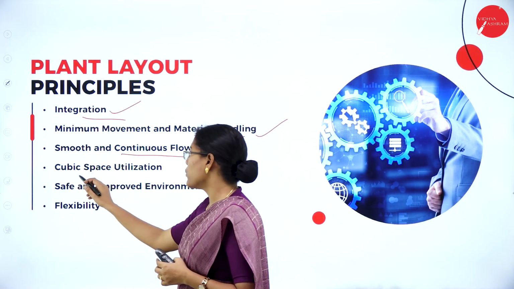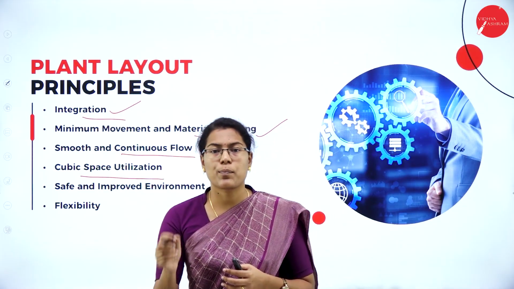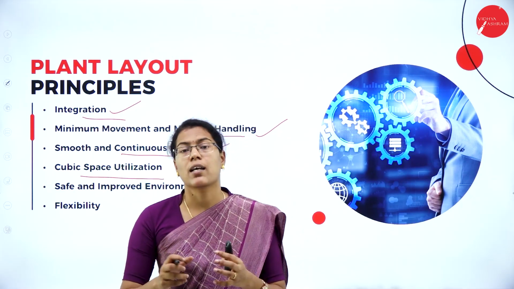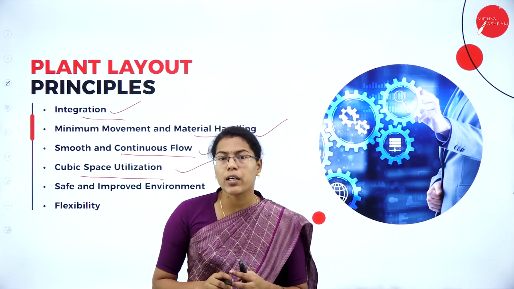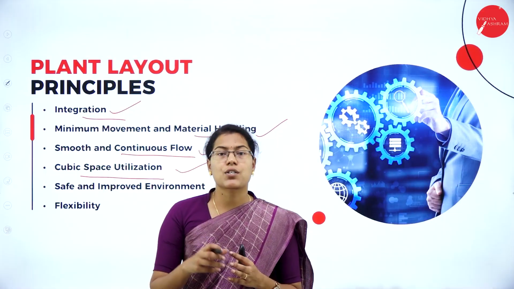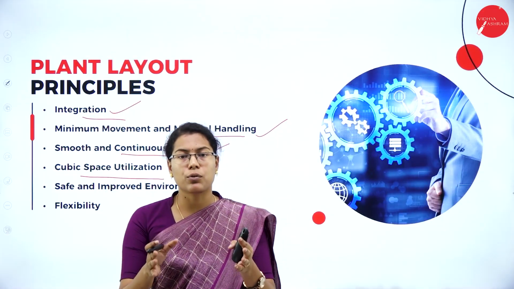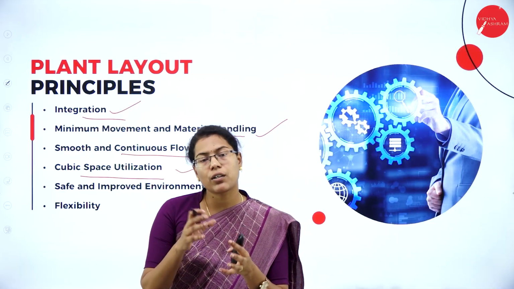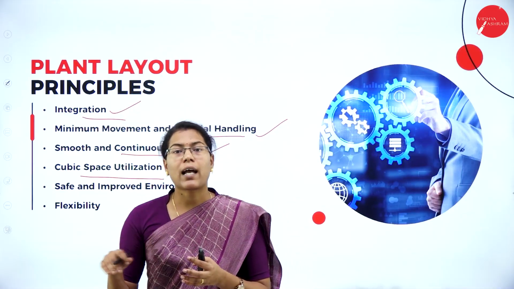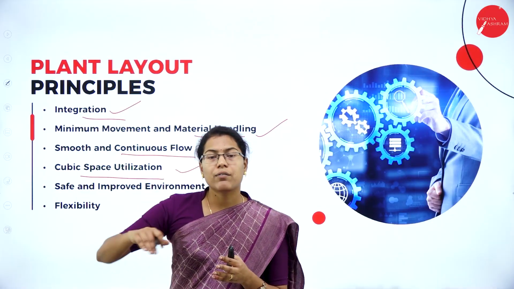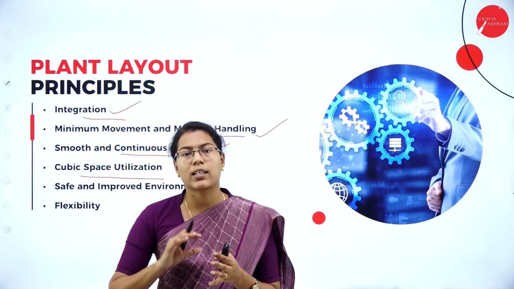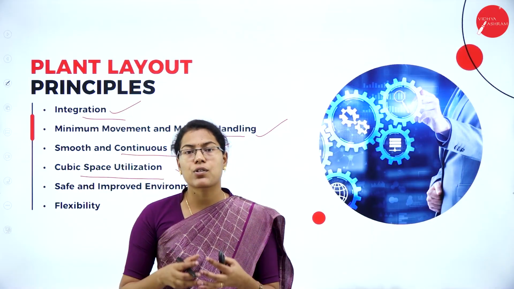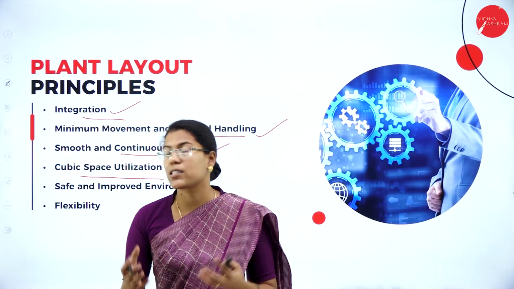Then cubic space utilization. This principle stresses that in a plant layout, there should be enough space, proper planning of space, and proper utilization of the space. Say for example, in a room where you keep the inventories, instead of only stocking the inventory on the floor, racks can be prepared even on the walls up to the ceiling, so that more items can be stored there. In that way, you should make maximum use of the space available.